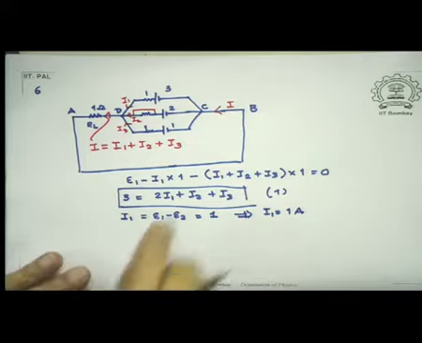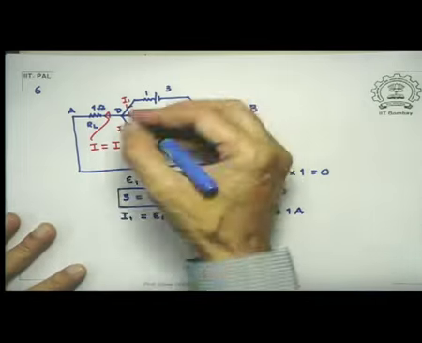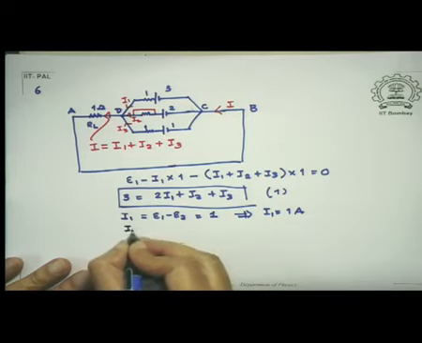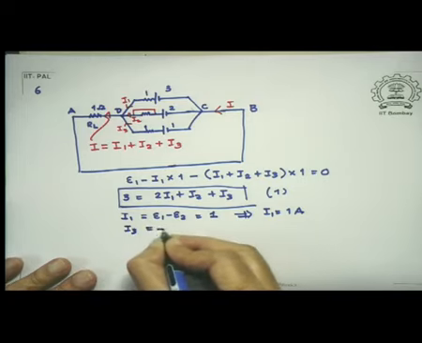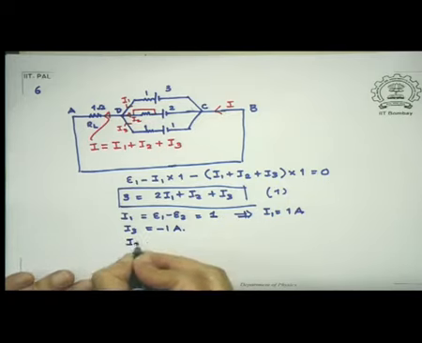Now you could do the same thing for any of these loops. You can do it for this loop and show that I3 is equal to minus 1 ampere and I2 is equal to 2 amperes.